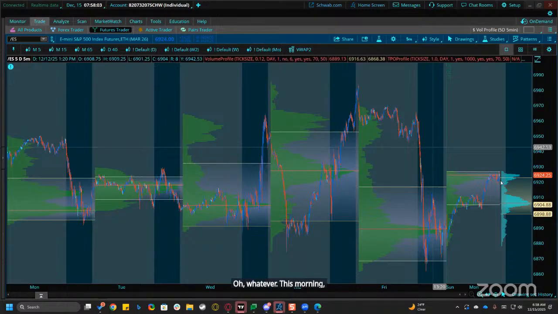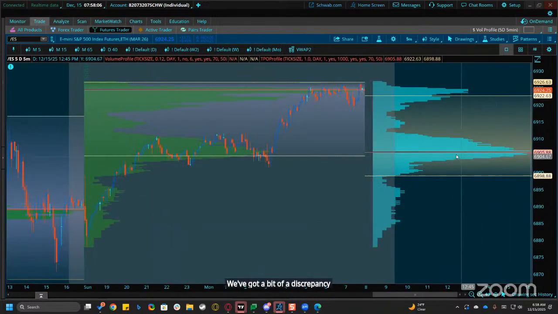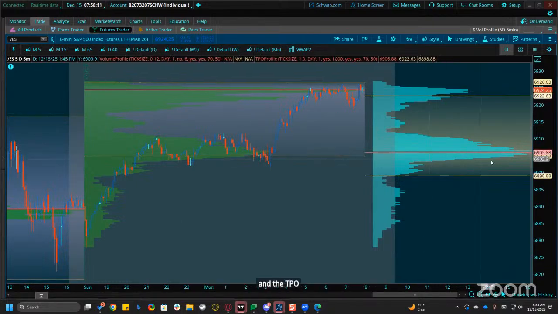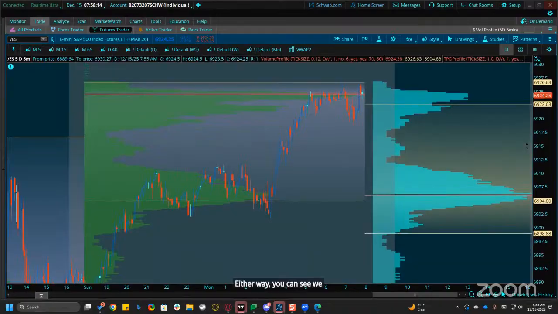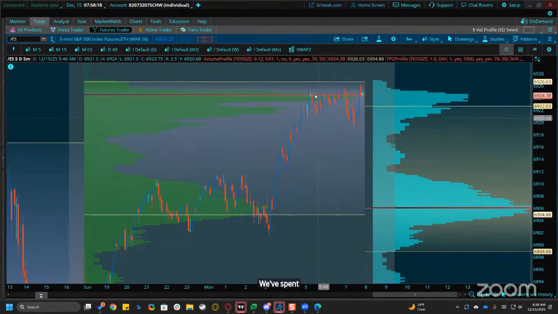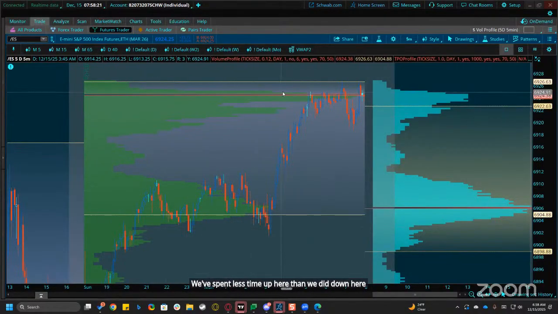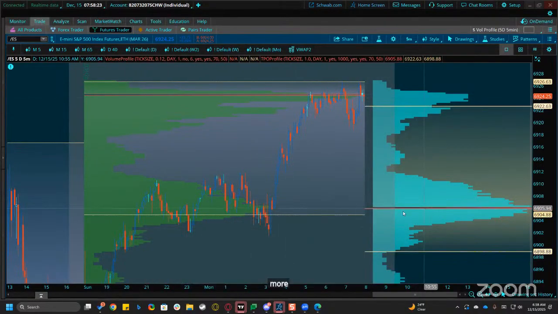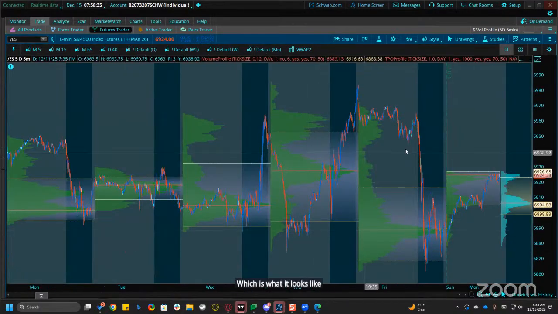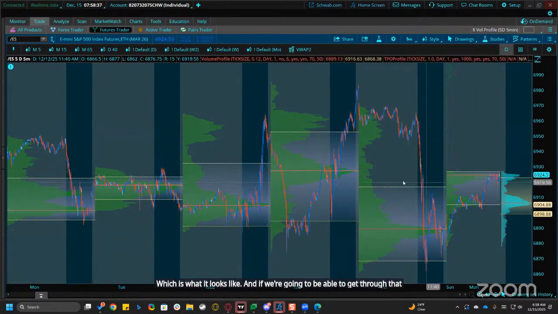This morning, we've got a bit of a discrepancy between the volume profile's point of control and the TPO's point of control. Either way, you can see we're working on a double distribution. We've spent less time up here than we did down here, but we've got more volume up here, more trades down here. We'll see if we just ran into a bunch of sellers, which is what it looks like, and if we're going to be able to get through that wall of sellers.